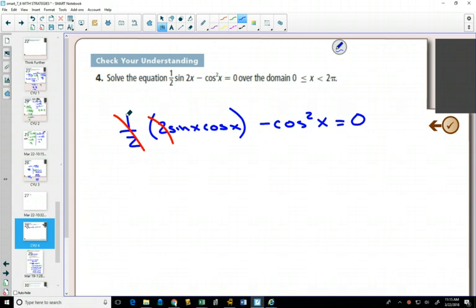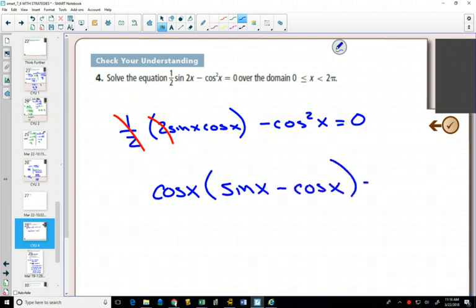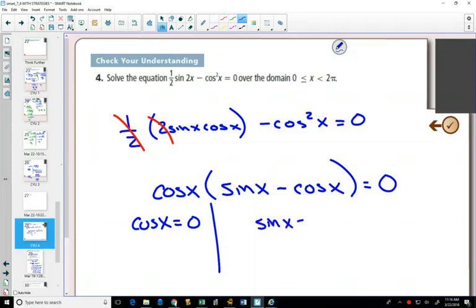And so when that happens, your best option is to see if you could factor. In this case, we do have a cos in common, so I'm going to factor that out. And when I factor, I get one part I can solve for, cos x equals 0. The other part, sine x, would mean that sine x is equal to cos x.